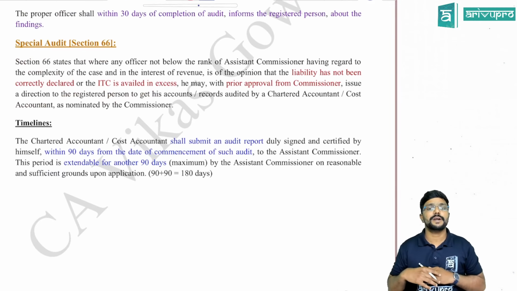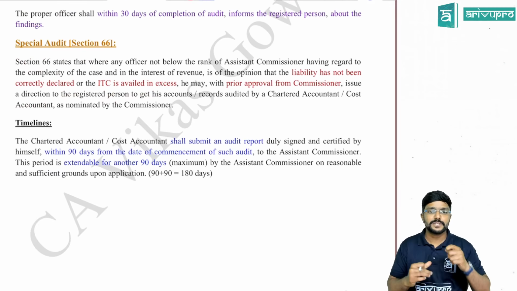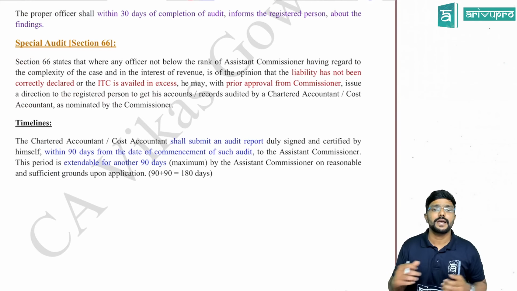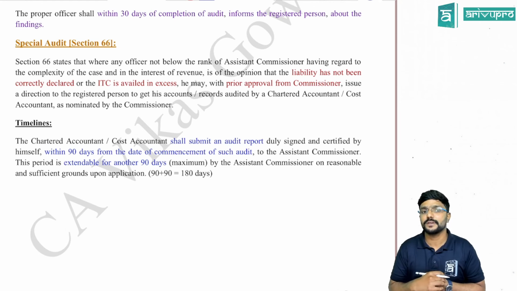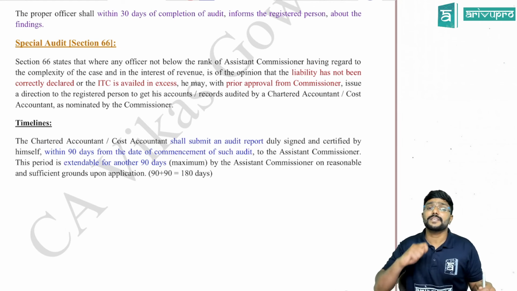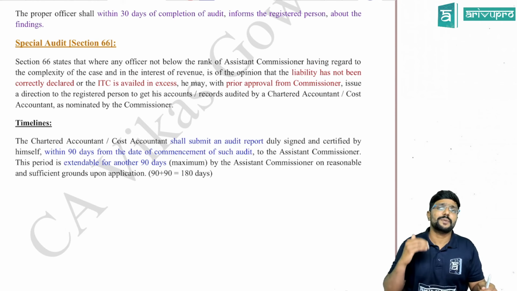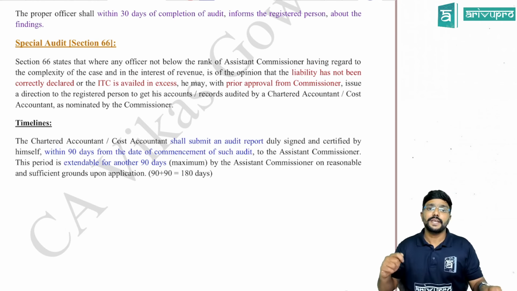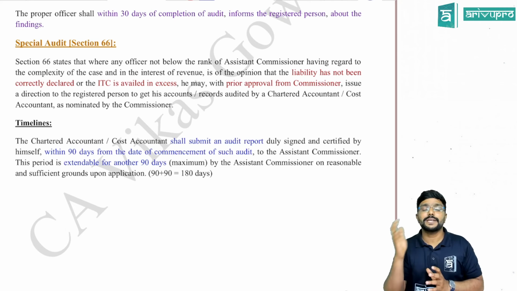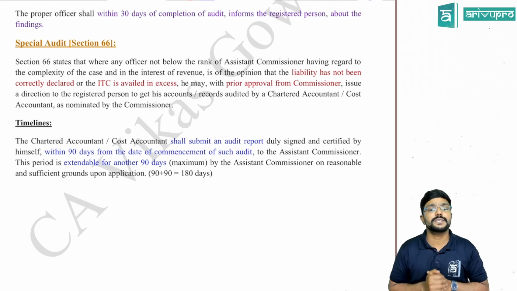Then coming to special audit under section 66. Section 66 states that where any officer not below the rank of assistant commissioner, having regard to the complexity of the case or in the interest of revenue, is of the opinion that liability has not been disclosed properly or the person has claimed excess credit, then with the previous approval of the commissioner, he can nominate a chartered accountant or cost accountant to conduct the audit of books of accounts of the registered person.